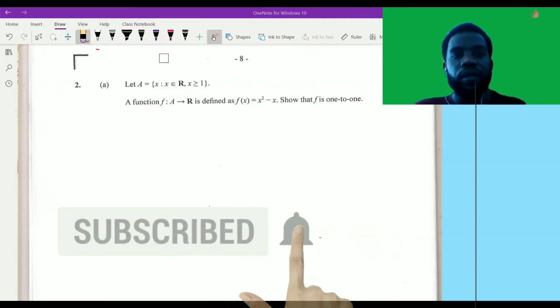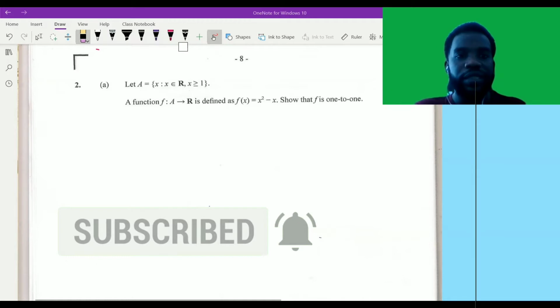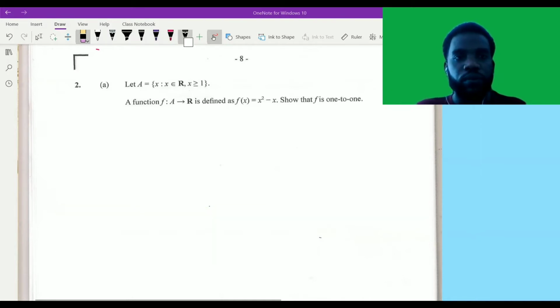CXC Pure Maths, May/June 2019, Paper 2 past paper. All right, let's get right into it.